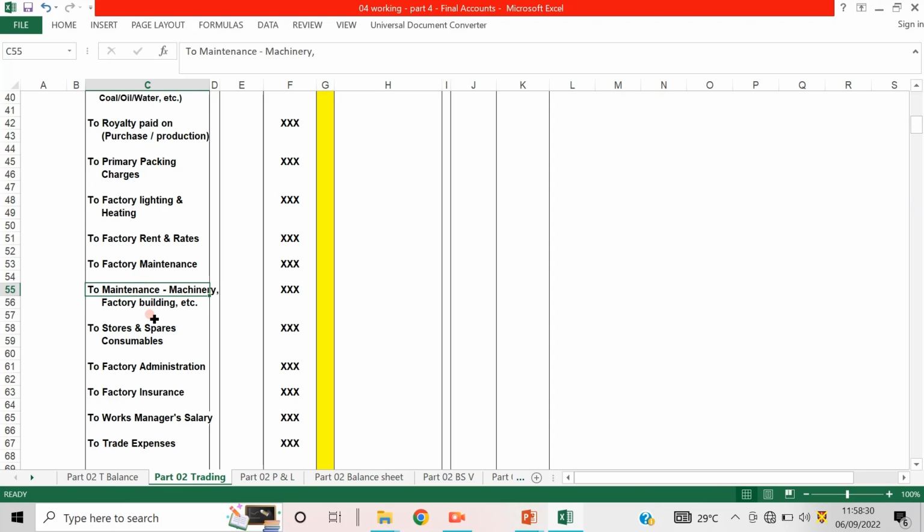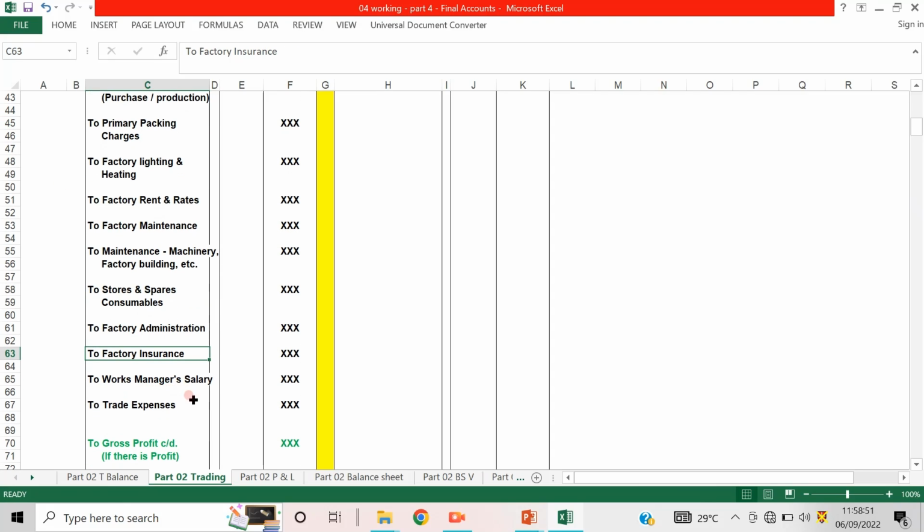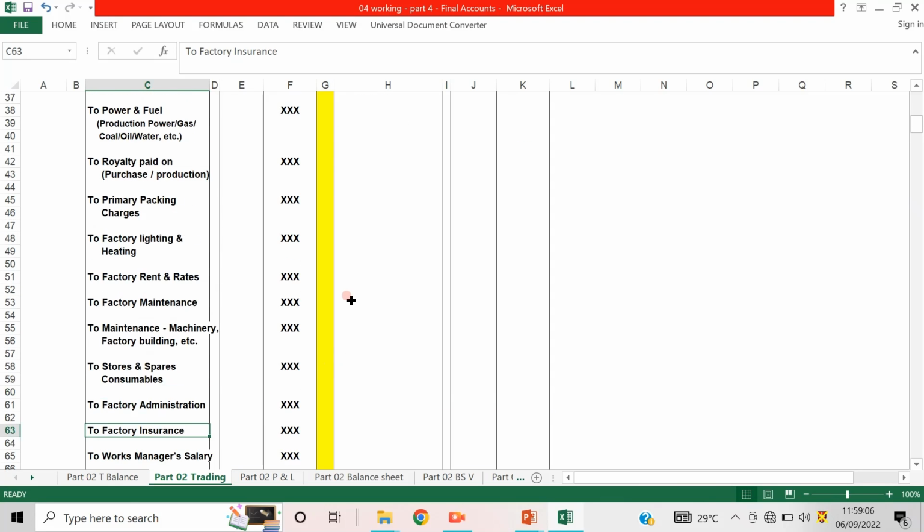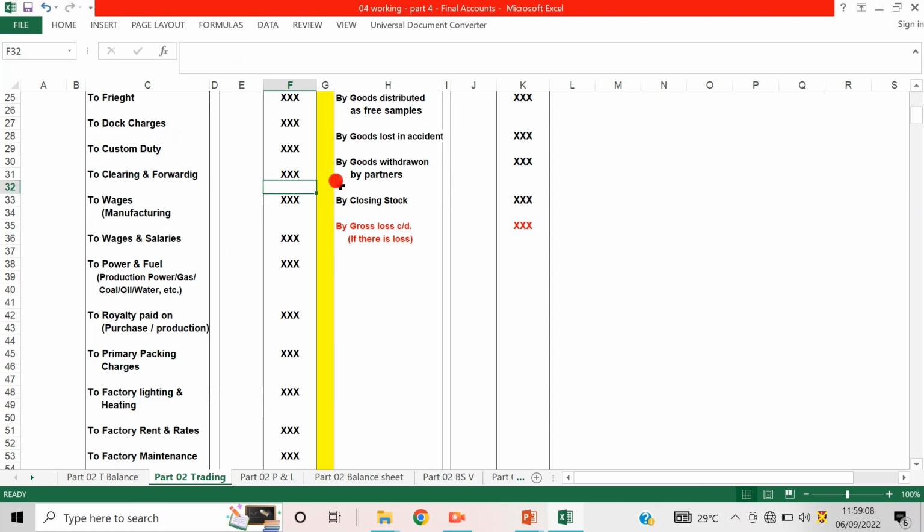Stores and spares, consumables means whatever is used for production, any other things used, that is called spare parts or spare materials used for the production. Factory administration expenditure, factory insurance, works manager salary, trade expenses, etc. are taken. Now these are direct income and direct expenditure.